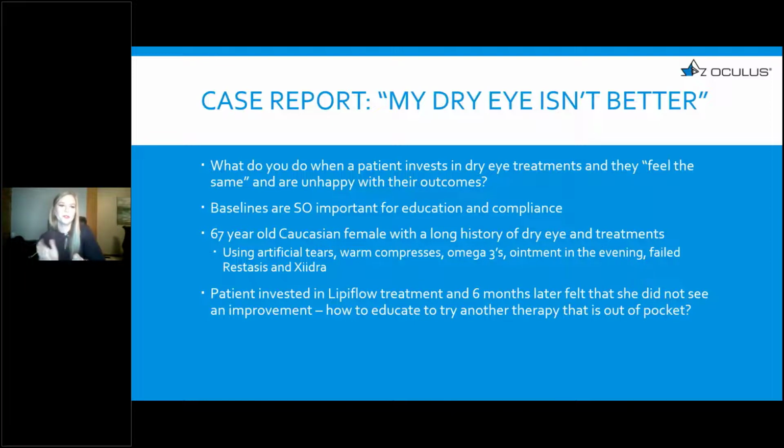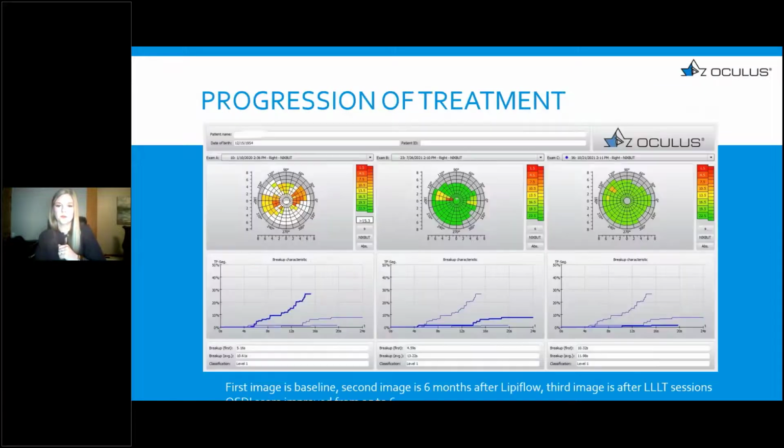Okay, so this was a 67-year-old Caucasian female, long history of dry eye from as long as she could remember. She had been using tears, warm compresses, omegas, ointment, had already tried Restasis, Xiidra, like she had tried everything, okay? So finally, we invested in a LipiFlow treatment, okay? And then she came back and she was doing better. And then at 6 months, she said, you know what, I don't think I saw any improvement at all. And I'm not happy. I'm not happy because I invested in this treatment that you said would work and it didn't work. Okay, so let me just show you some photos.